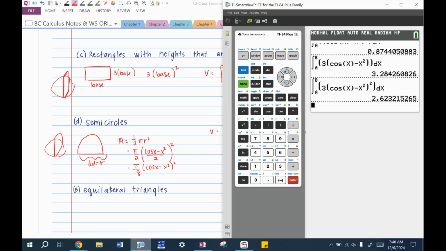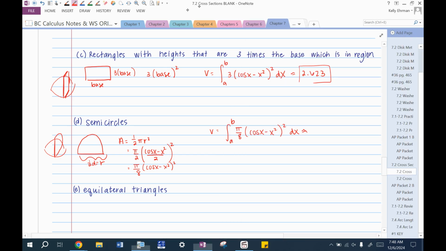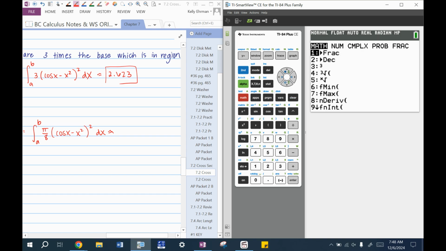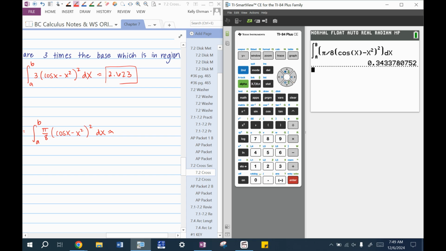Please remember to write the dx. We kind of lost our way a little bit on the worksheet that you turned in. It's easy to overlook as you're doing all of these, but we got to keep that as part of our answer so we get credit for our integrand, I should say. Okay, pi over 8 times cosine x minus x squared, parentheses, square that, dx, 0.343.